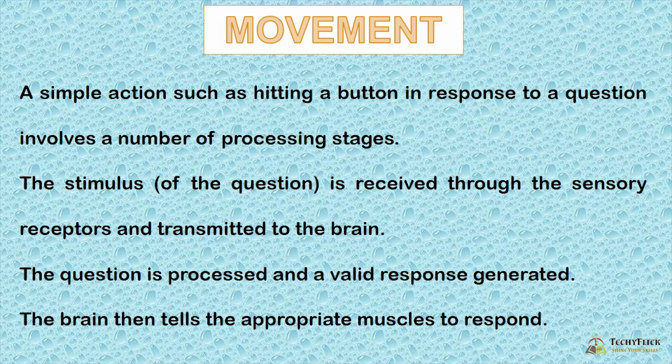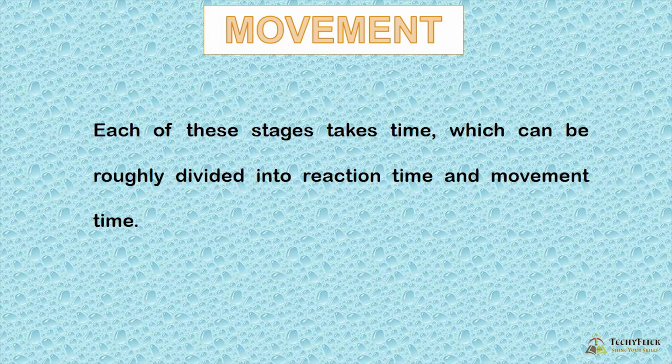The last input-output channel is movement. A simple action such as hitting a button in response to a question involves a number of processing stages. The stimulus is received through the sensory receptors and transmitted to the brain. The question is processed and a valid response generated. The brain then tells the appropriate muscles to respond. Each of these stages takes time, which can be roughly divided into reaction time and movement time.